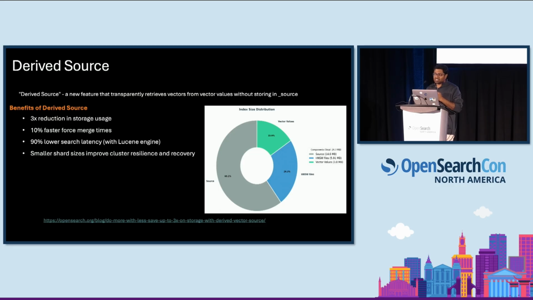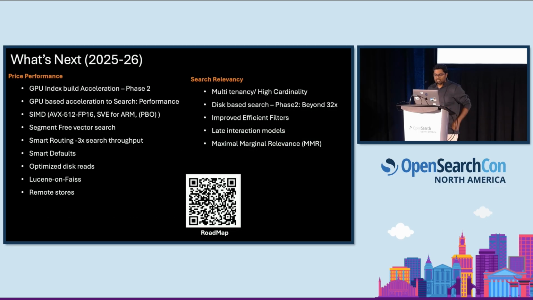Not just storage, we realized that force merges also become very fast, because now you don't have to load this massive chunk into memory. You have less data to operate with, so you're able to merge faster. And not just force merges, the tail latencies at P99 have become 90% faster, because now the page caches are not overwhelmed. You have 3x less data to worry about. And the smaller shards, of course, help with cluster resiliency and recovery. It helps you easily move from one node to another for relocations. So this has helped us cut down the storage by 3x. So what's next?